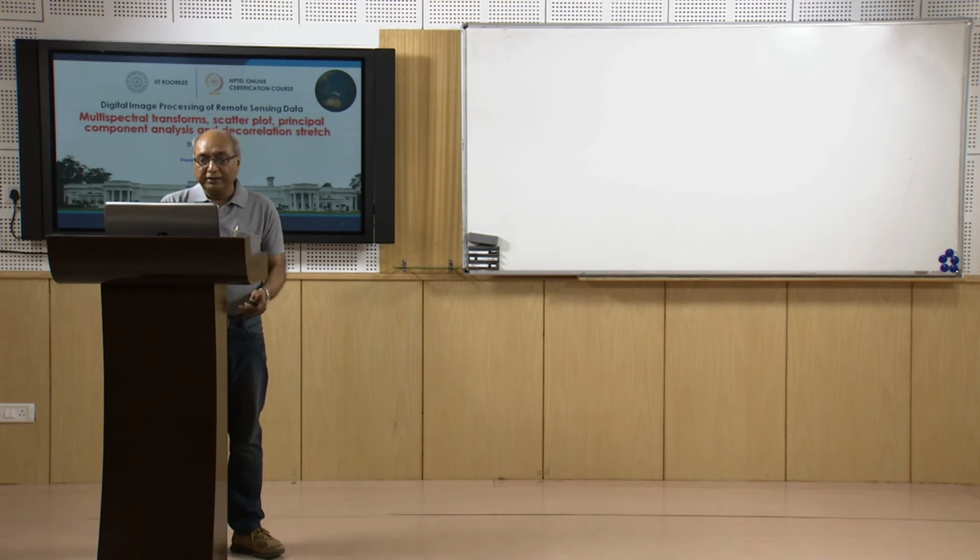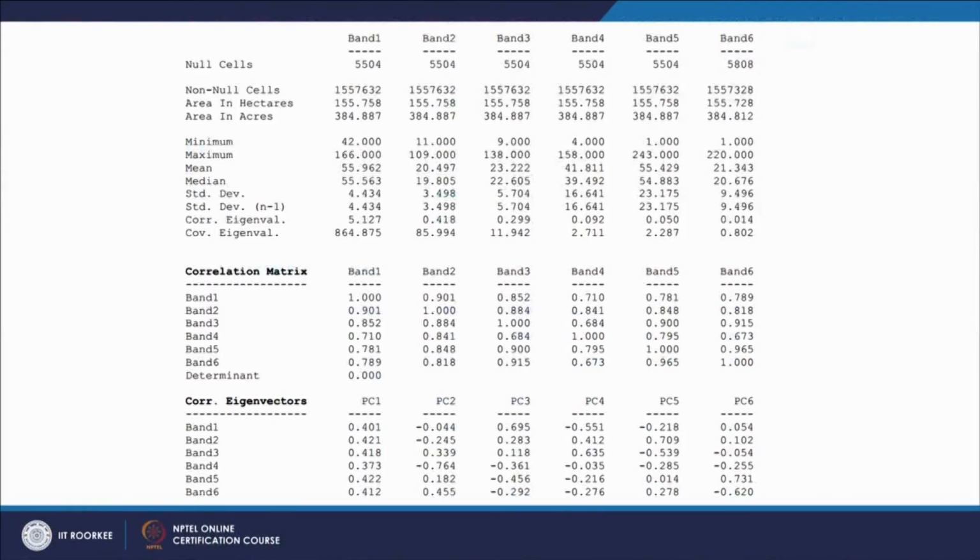This is generally the statistics which you will get: band 1 here, band 2, band 3 and so on, basically up to band 7. This is the correlation matrix and these are the correlation eigenvectors. Band 1 is definitely 100% correlated with itself, so 1 is there, and similarly you can see how they are correlated. Band 1 to band 2 is 0.9, a very high correlation, and therefore principal component analysis would be very useful in such cases.